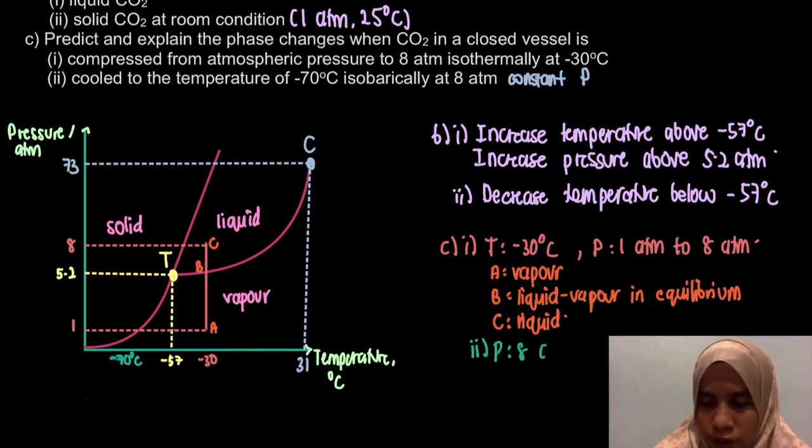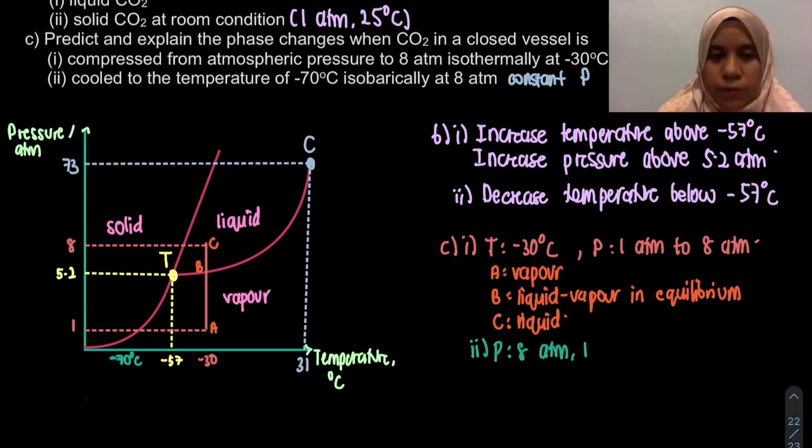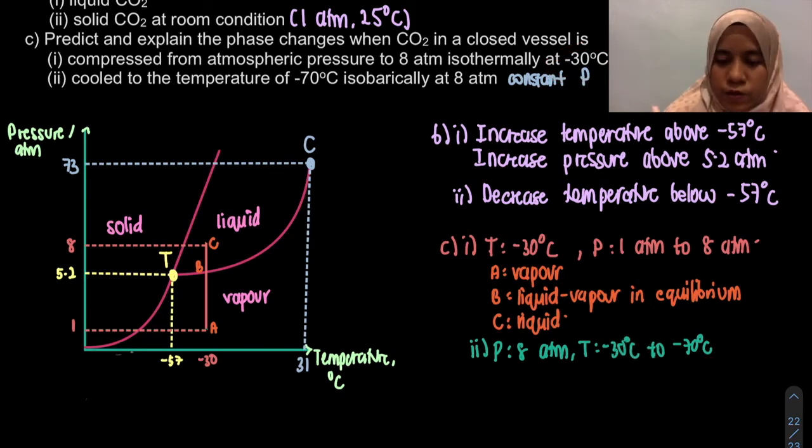So temperature tu nak change kepada berapa? Dia kata cool to the temperature. So, maknanya from 1 temperature to negative 70 degrees Celsius. Tapi, from which temperature? Sebenarnya daripada negative 30 ni kepada negative 70 degrees Celsius. So, here negative 30 degrees Celsius to negative 70. So, macam mana kita nak buat ni? How we gonna answer it?